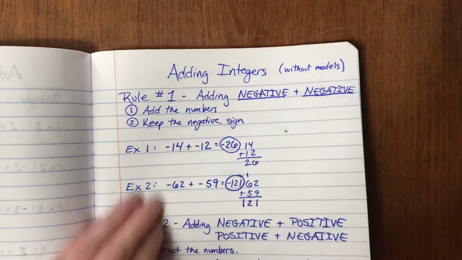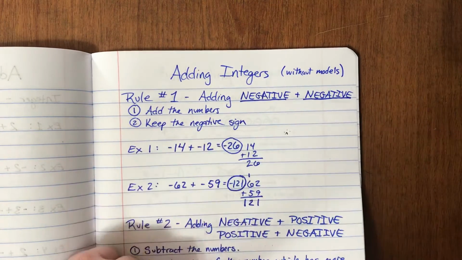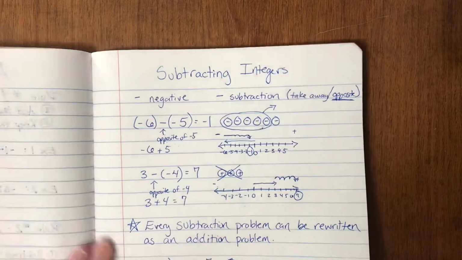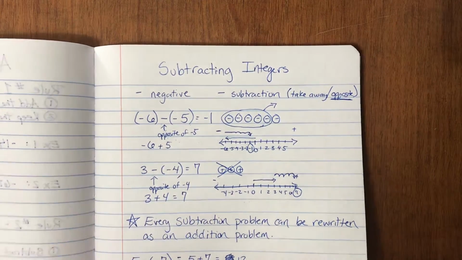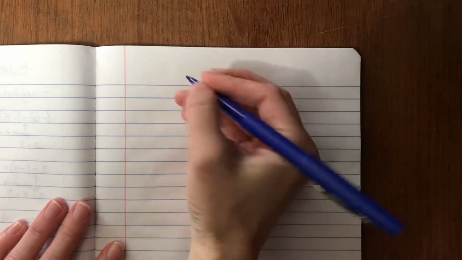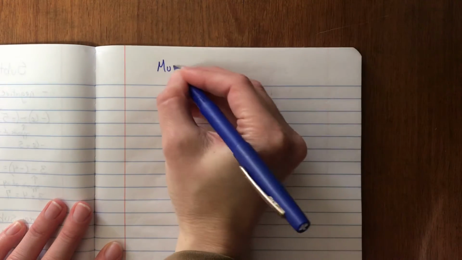And remember, we've been in the unit where we've been adding and subtracting integers. So if you flip back a couple of pages, you'll remember we have added integers, added negative and positive numbers together. We've also subtracted integers. We subtracted negative and positive numbers from each other, and those each had specific rules. And so today's notes are going to be the last part of this unit, which is multiplying and dividing integers.